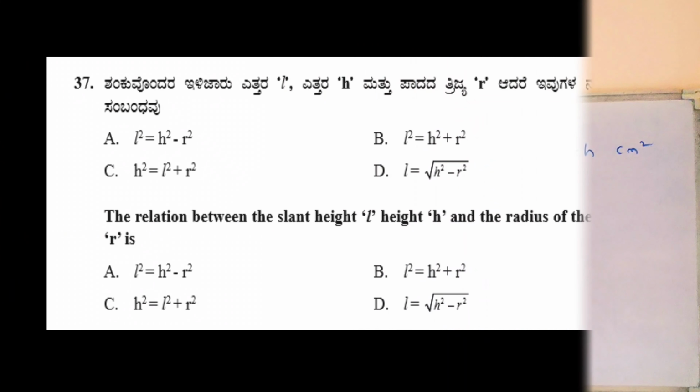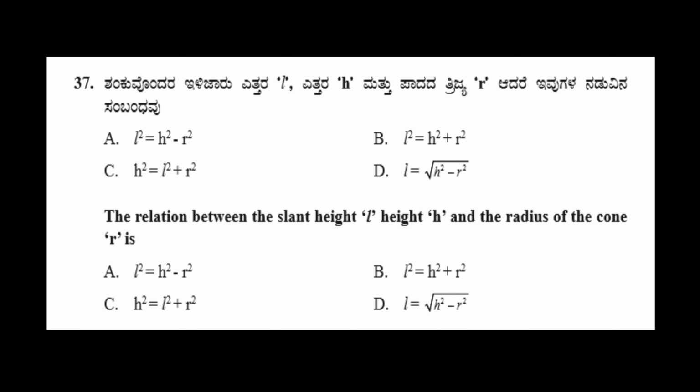Question number 37. Here the relation between the slant height L, height h and the radius r of the cone is: option A, L square is equal to h square minus r square. Option B, L square is equal to h square plus r square. Option C, h square is equal to L square plus r square. And option D, L is equal to root of h square minus r square.